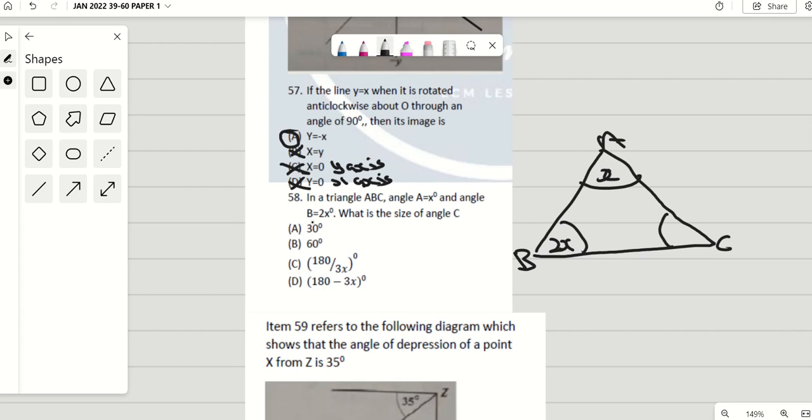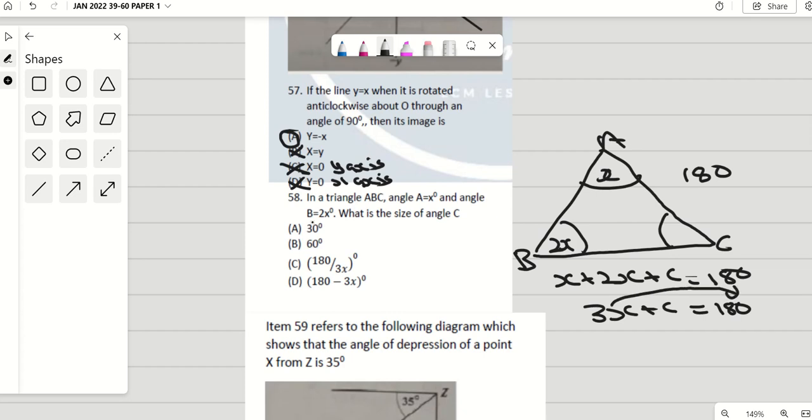A triangle, how many degrees does a triangle have? A triangle is 180 degrees. Now to find our angle C, we add these two, x plus 2x, so x plus 2x plus C would give you 180. So x plus 2x is 3x, plus C is equal to 180. If we make C the subject, you carry across plus 3x, which turns to minus 3x. So C is equal to 180 minus 3x, which is D. So my answer for number 58 is D.